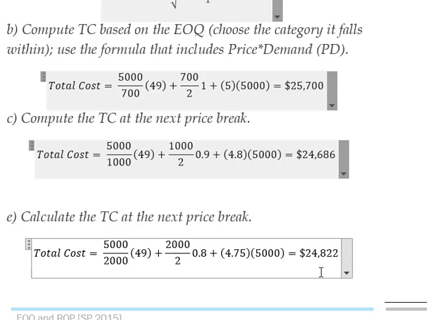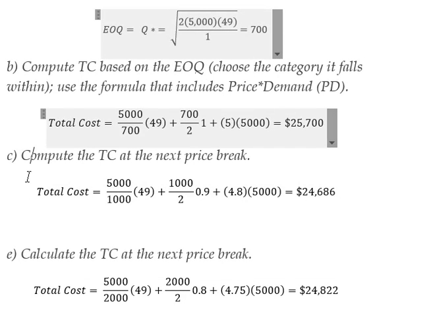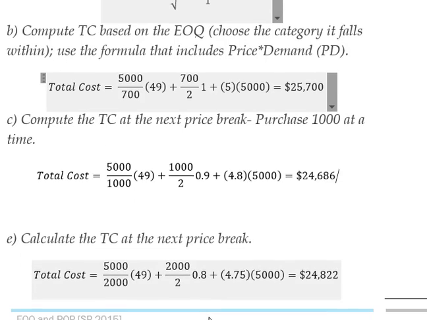So you'll notice that it isn't actually lower than this one. So the best quantity to purchase would be here. So we want to purchase 1,000 at a time. Or said differently, it's best cost, if cost is our only consideration, minimizing holding and ordering costs, then we want to purchase 1,000 units at a time.